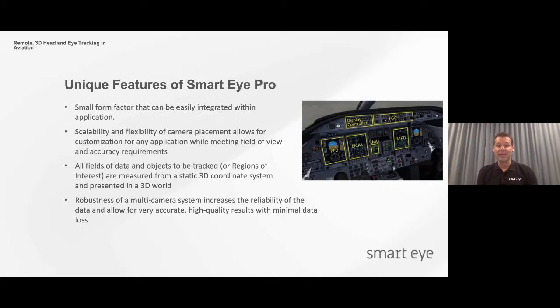All fields of data and the objects measured and presented in the 3D world model are measured from a static point of origin, which really helps simplify the data output. And finally, the robustness of the multi-camera system allows for the naturalistic behavior and movement by the subject. Cameras can even be occluded during the experiment as the other cameras are still tracking. And this allows for very minimal data loss and gives us the ability to output very reliable and accurate data.